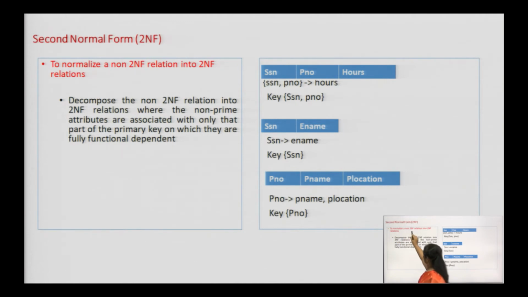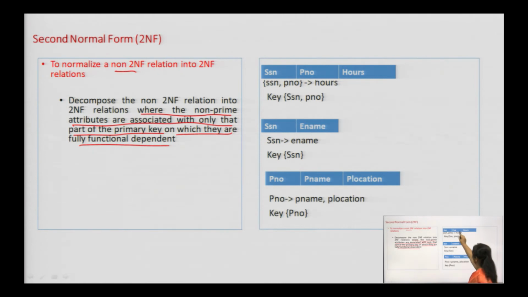To normalize a non-2NF relation into 2NF relations, how do we decompose? Decompose the non-2NF relation into 2NF relations where the non-prime attributes are associated with only that part of the key on which they are fully functionally dependent. So, the non-prime attribute R's is associated with only that part of the key on which it is fully functionally dependent. R's is fully functionally dependent on SSN and PNO.